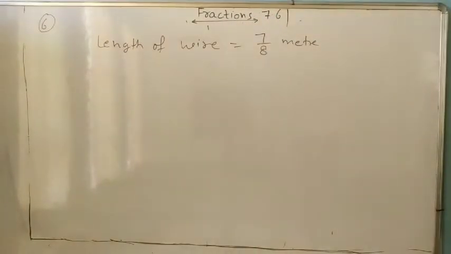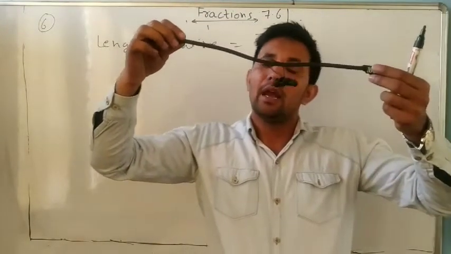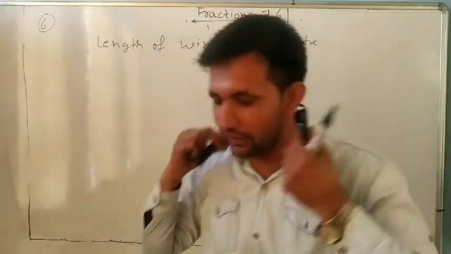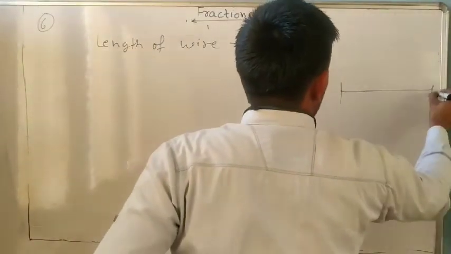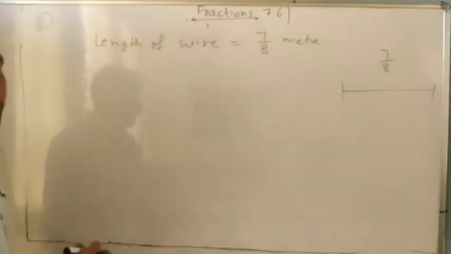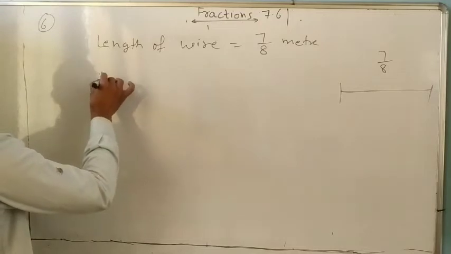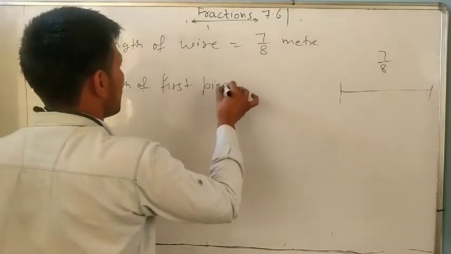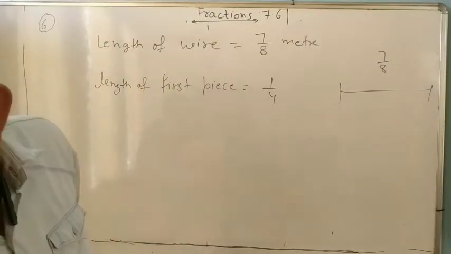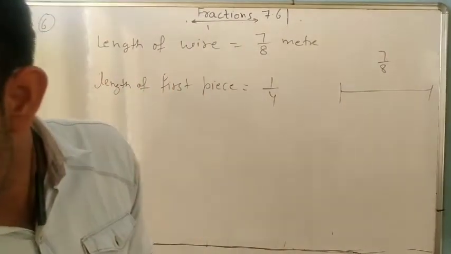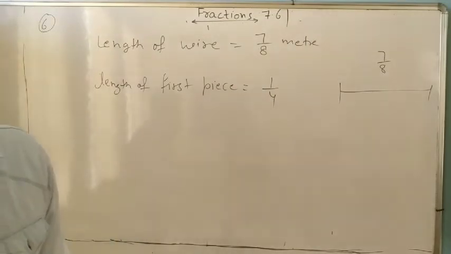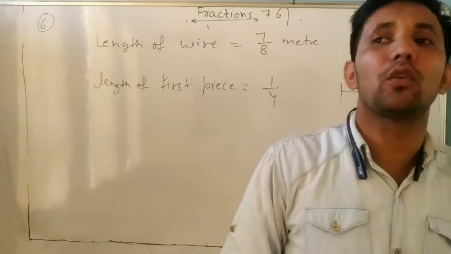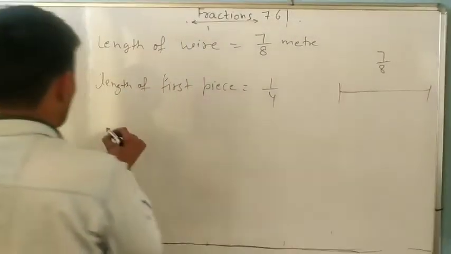Suppose it is a wire and I break it into 2 pieces, and it is 7 upon 8 length. So now broken into 2 pieces, we will write the length of the first piece. How much is the first piece given? 1 upon 4. So we have to find how long the other piece is. One piece was 1 by 4 meter and how long is the other piece? So we have to find the length of the second piece.